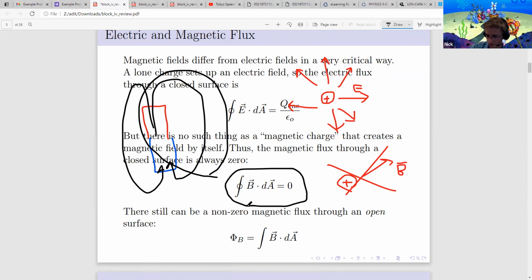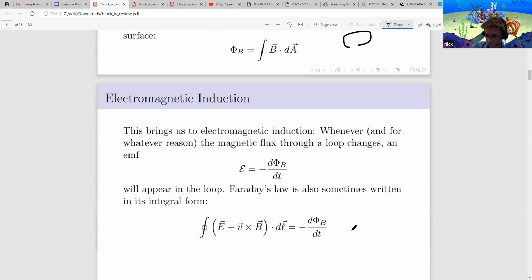We didn't use this equation too much, but it's just important to keep in the back of our head that no matter what kind of closed surface I have, the net magnetic flux coming out of that surface is always going to be zero. But that being said, there still can be a non-zero magnetic flux through an open surface. And that was all of what we did Faraday's law with.